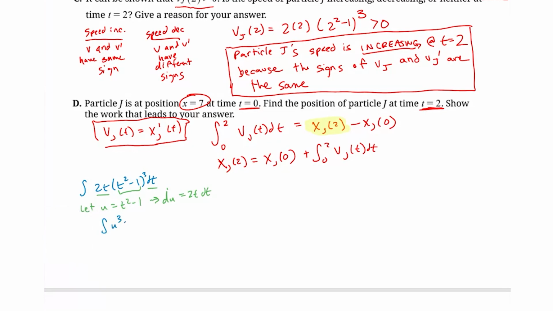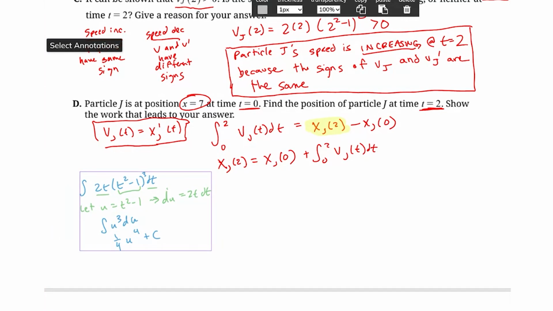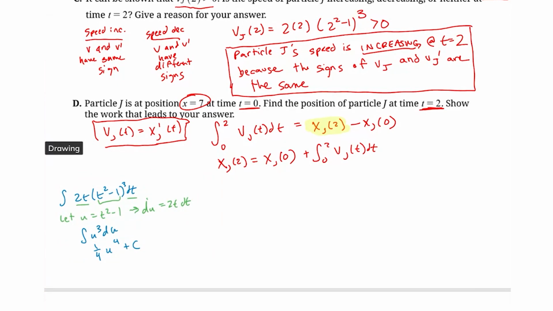So the integral of u cubed du would be 1/4 u to the fourth plus c. So that 1/4 u to the fourth, that's going to be our antiderivative of Vj. So now let's go back to our, maybe I'll just separate this out a little bit. Okay, we're going to use this. So actually, let's go back and plug in that u just so that we have an expression we can work with here, which is 1/4 times 2t.